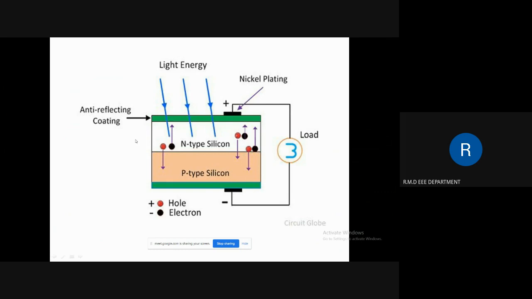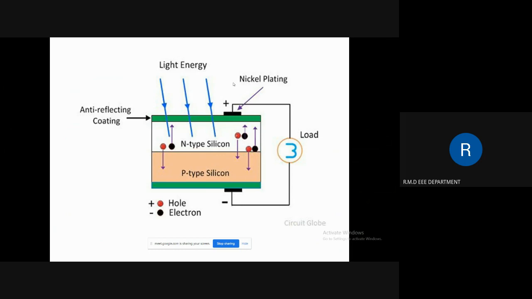So in the region of the junction, what is happening? The electrons move to the positive p side and holes move to the negative n side. This field causes the negatively charged particles to move in one direction and the positively charged particles to move in the opposite direction. Light is composed of photons, which are nothing but small bundles of electromagnetic radiation or energy.